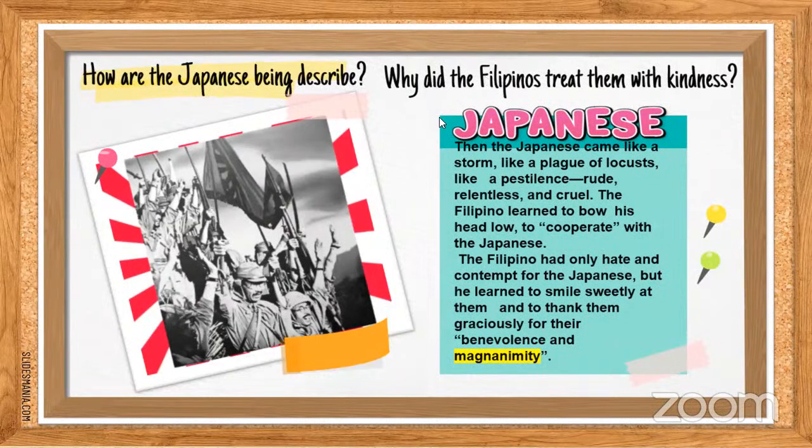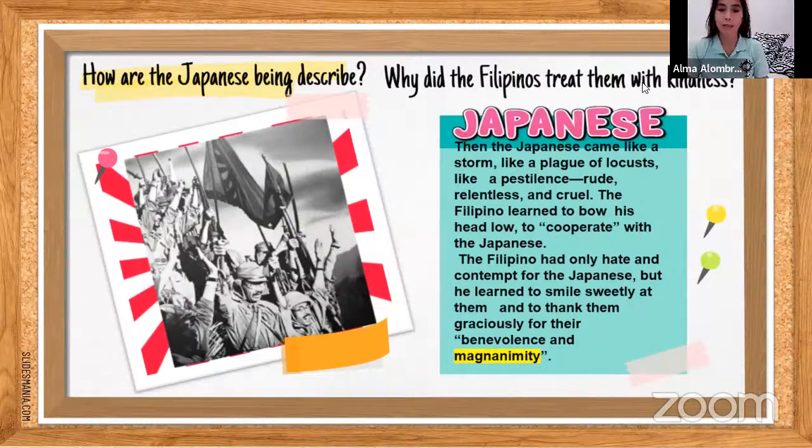Then the Japanese came like a storm, like a plague of locusts, like a pestilence, rude, relentless, and cruel. The Filipinos learned to bow his head low to cooperate with the Japanese. The Filipinos had only hate and contempt for the Japanese, but he learned to smile sweetly at them and to thank them gracefully for their benevolence and magnanimity.